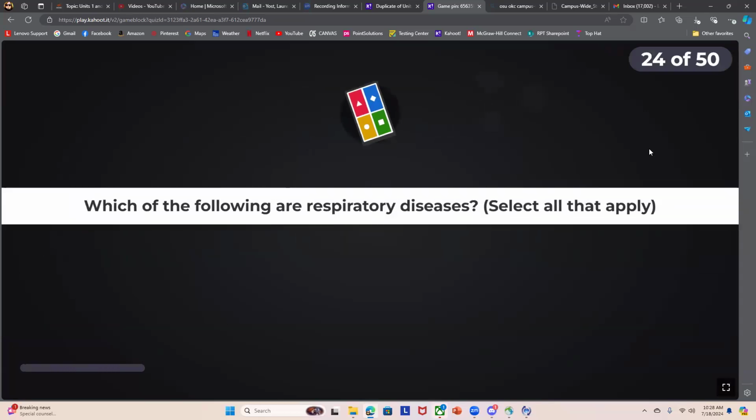All right, could be more than one here. Which of the following are respiratory diseases?